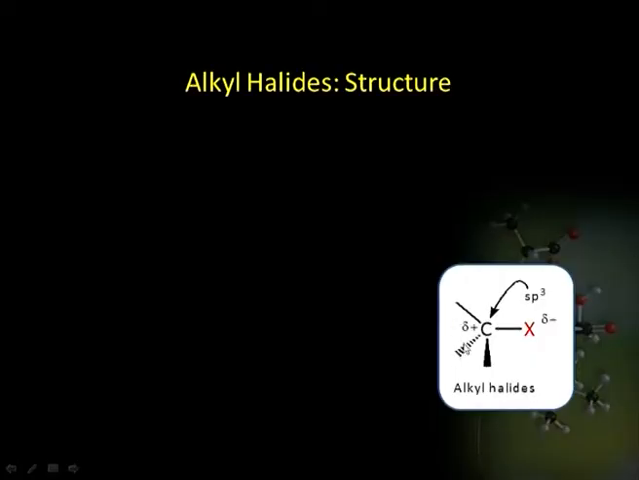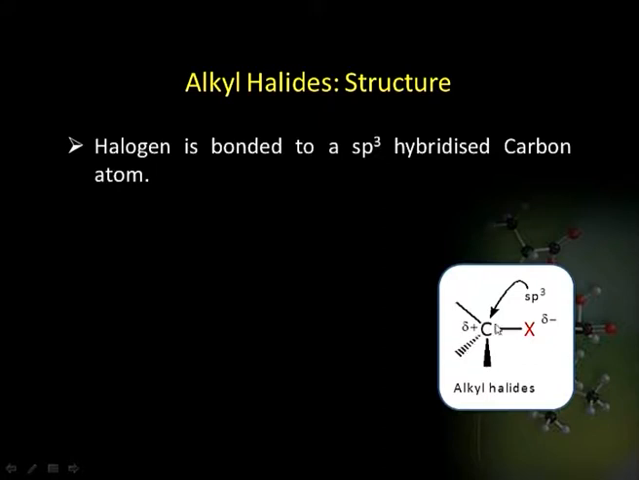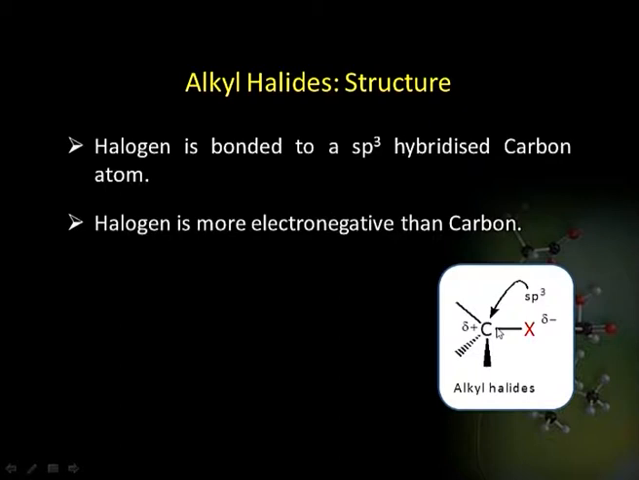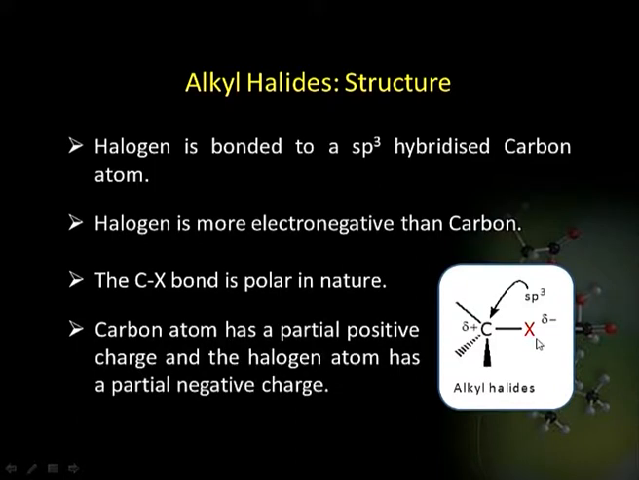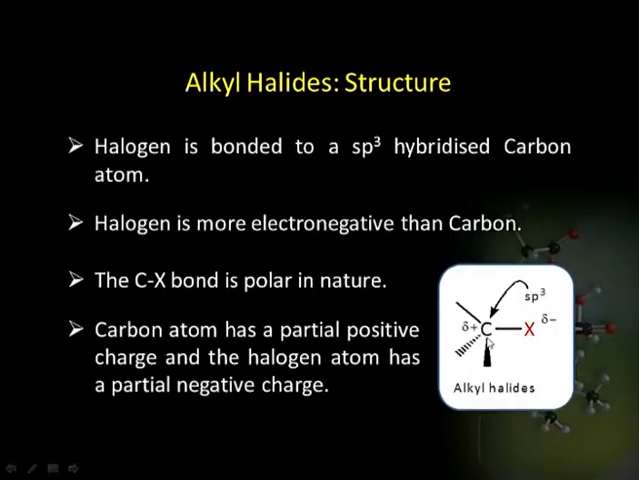As you can see, the alkyl halides have a structure where the halogen atom is bonded to a sp3 hybridized carbon atom, and the halogen being more electronegative than carbon, there is a bond polarity of the C-X bond, and the carbon atom has a partial positive charge, whereas the halogen atom, which is more electronegative, has a partial negative charge.